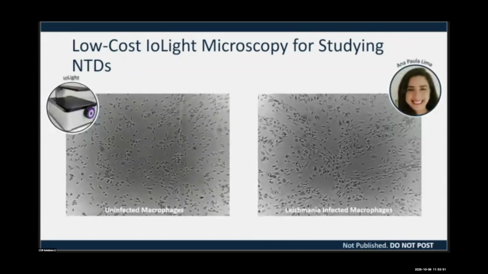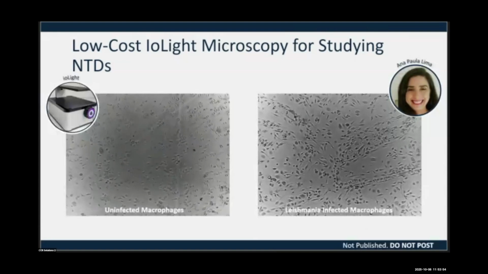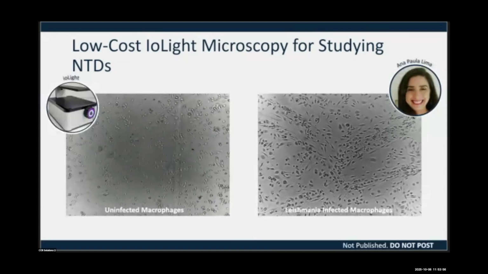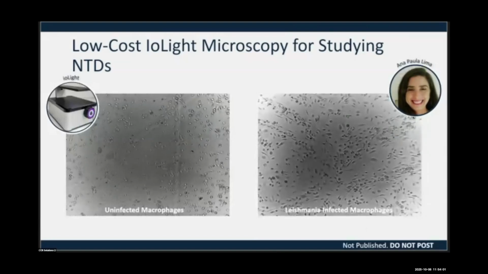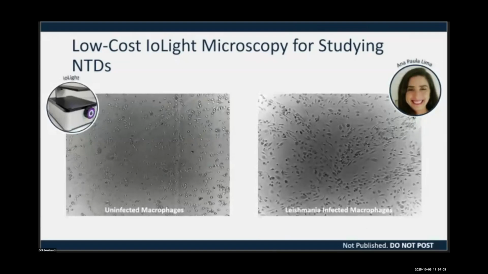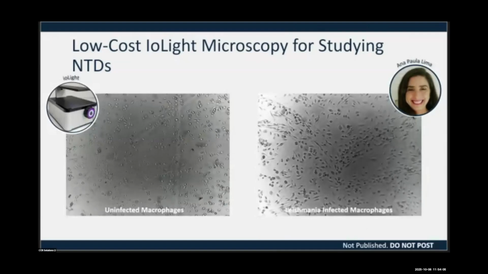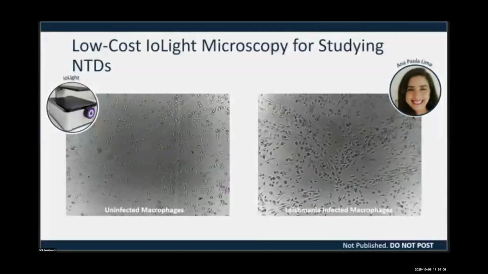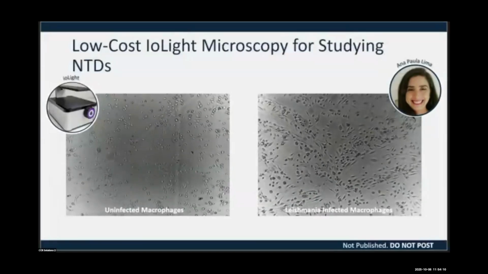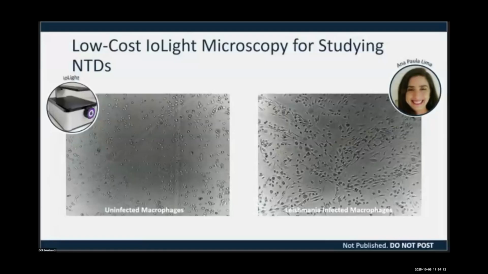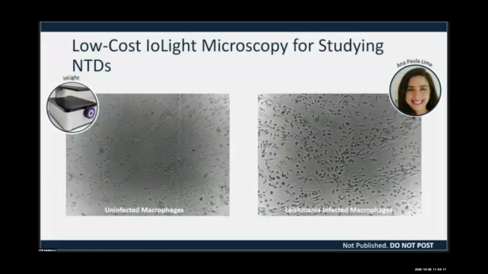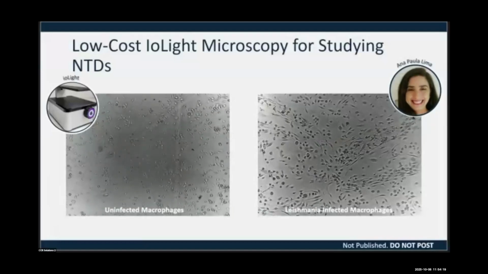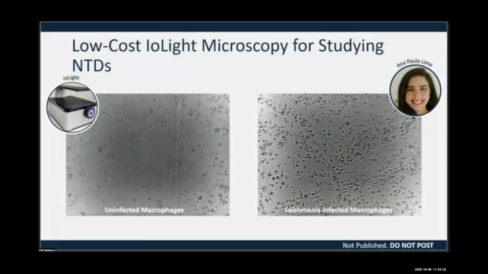But for researchers in low-resource settings, we were very excited to invite Anna Paula Lima from UFRJ over to the University of York to do some preliminary studies using our iolite microscopes. So Anna is very interested in studying leishmaniasis, and we conducted a very simple experiment using our low-cost microscopes where primary macrophages were cultured in the presence or absence of leishmania. And this is the data set that we were able to generate. And if you look carefully in the leishmania-infected macrophages, you might actually be able to see some parasites swimming around in the frame as well, which is very exciting.